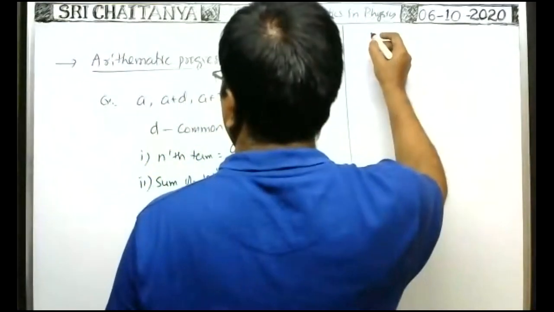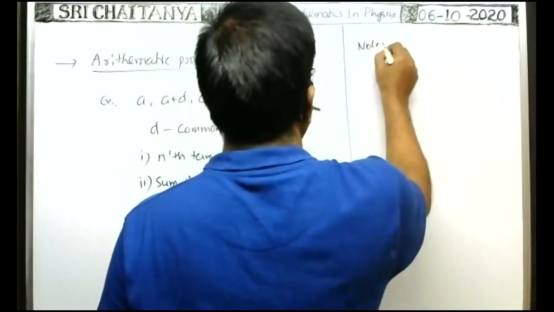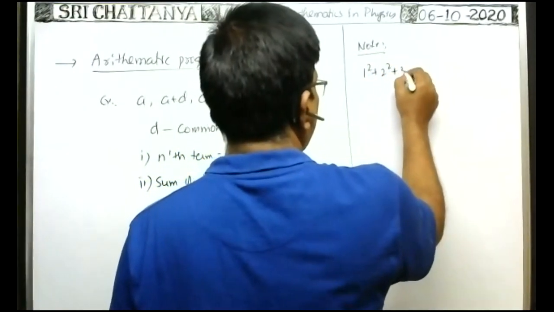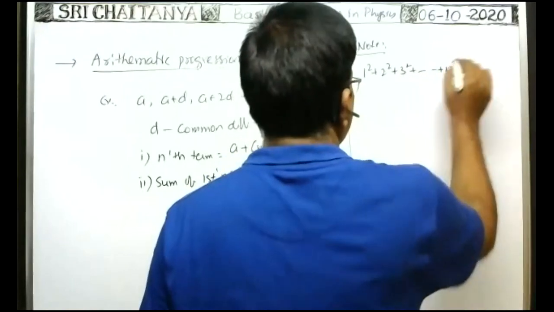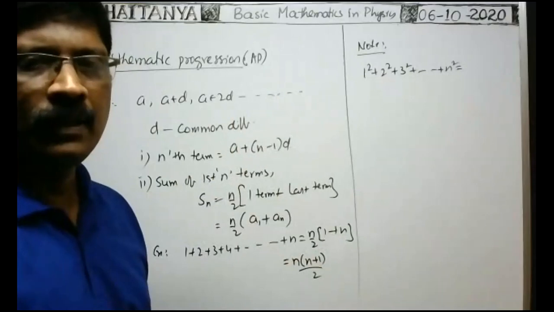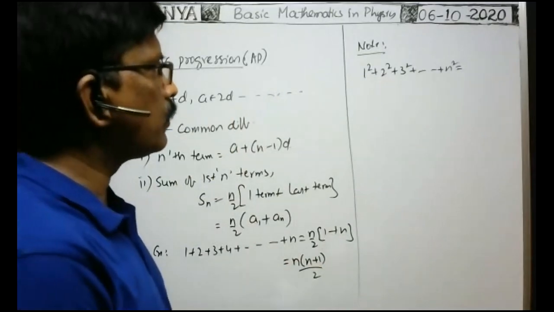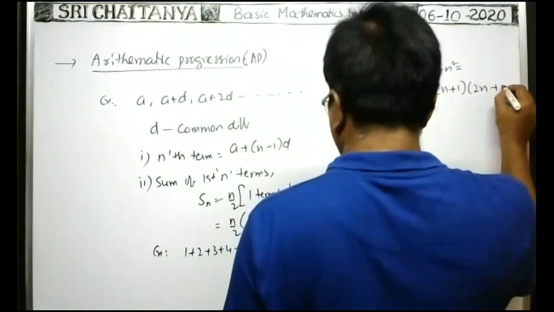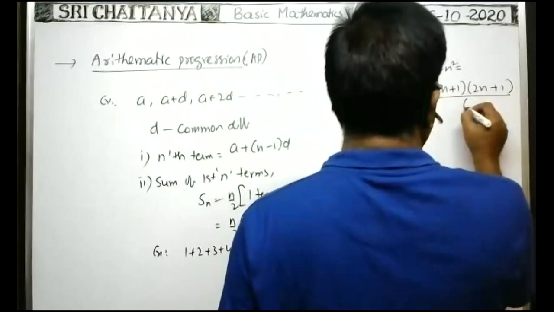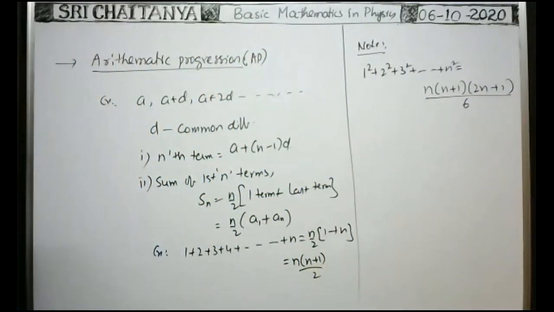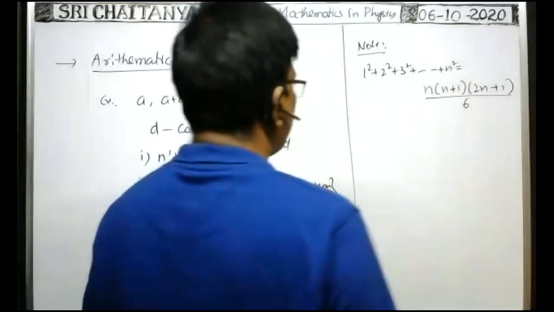Next, note point. Sum of the squares of first n terms, that means 1 square plus 2 square plus 3 square plus and so on n square. These are not in AP, so it is a general formula. The sum of the squares of first n terms is equal to n into n plus 1 into 2n plus 1 whole by 6. Okay. Next, geometric progression.